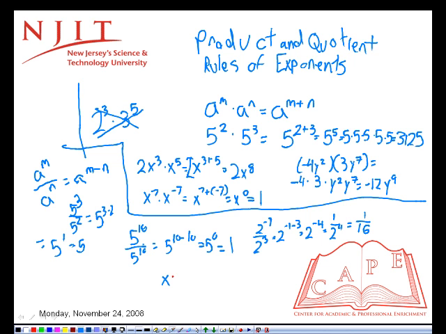Finally, if we have x to the power of negative 3 divided by x to the power of 5, you get x to the power of negative 3 minus 5, which is x to the power of negative 8, which can also be written as 1 over x to the power of 8, the reciprocal.